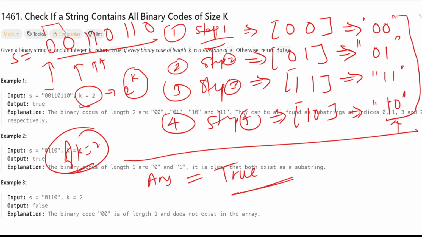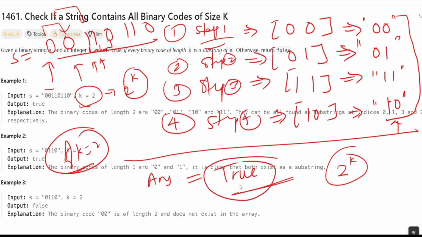We take a window of size 2. We check this one, then our window becomes this one, then these two, like that. Our window is fixed, so we just slide the window and store the unique substrings, like 00, 01, 10. If the unique count is 2 to the power k, we return true as the answer. That's it. This problem is counting.